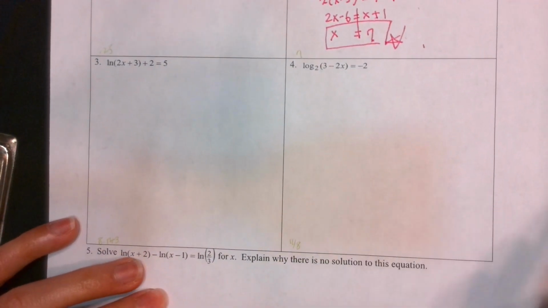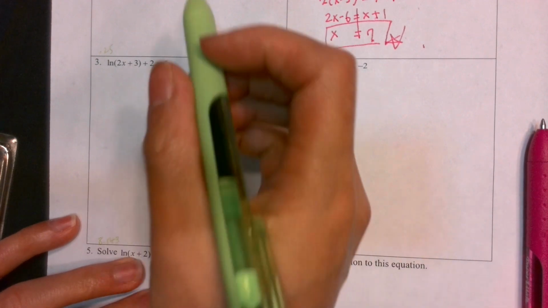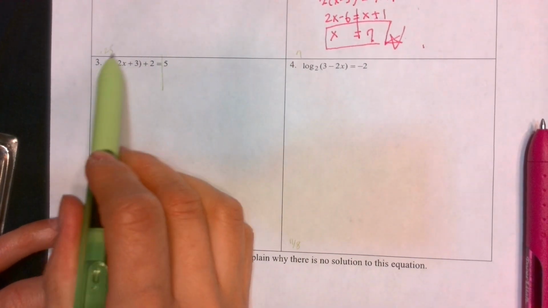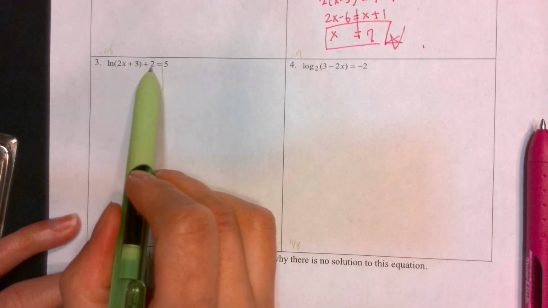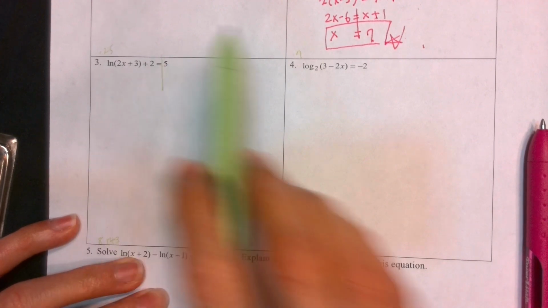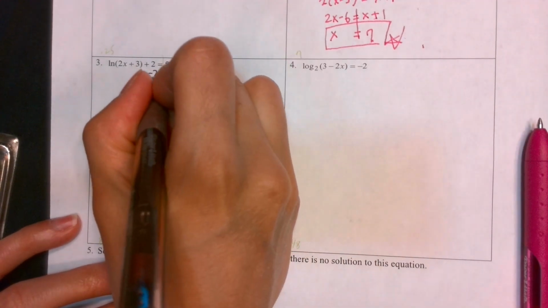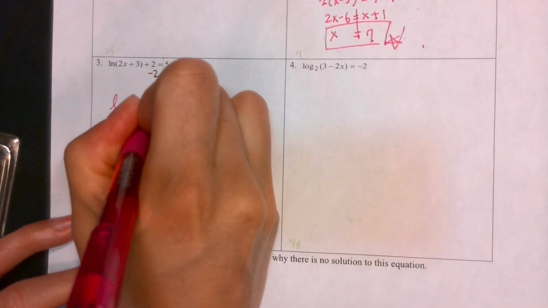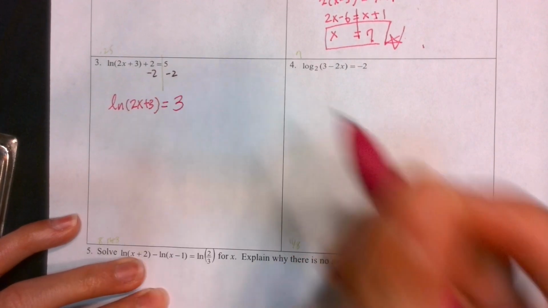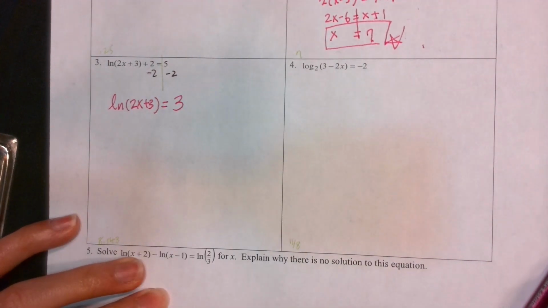Number 3, let's see, I have just one logarithm expression. So I need to have a single logarithm. Notice there is that plus 2 that's bothering here. So I need to get rid of it by subtracting 2 from both sides. Then I have natural log of 2x plus 3 is equal to 3. All right, single logarithm. Good.